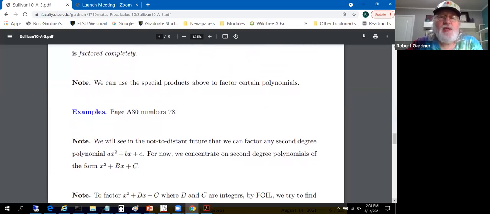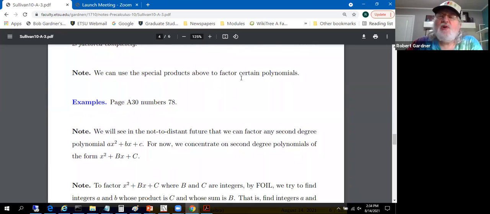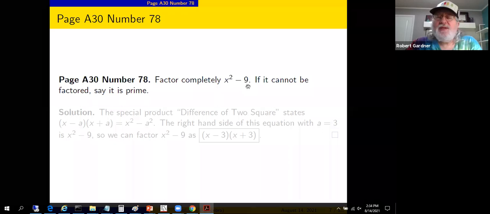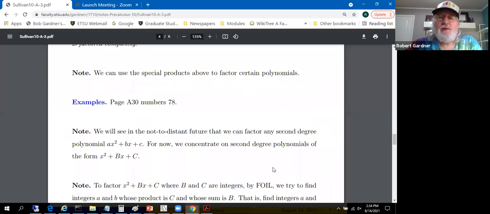Okay, we had some special products above. We'll go back and look at them if we need to. With that in mind, let's look at number 78. Factor completely x squared minus 9. If it can't be factored, say it's prime. And we already dealt with something like this. We did. Let's go back to the notes.